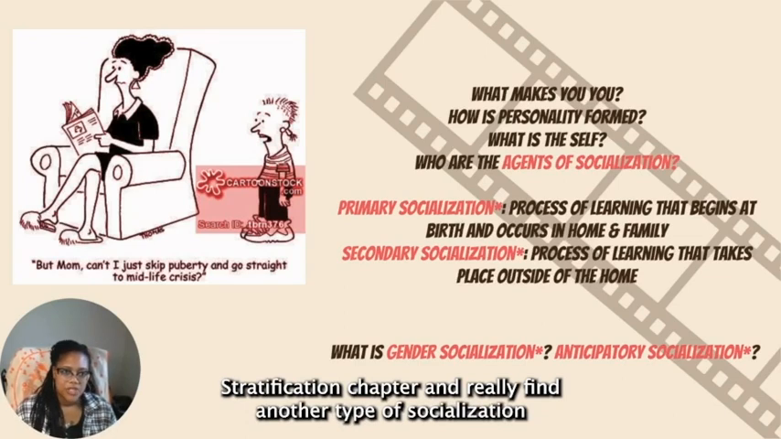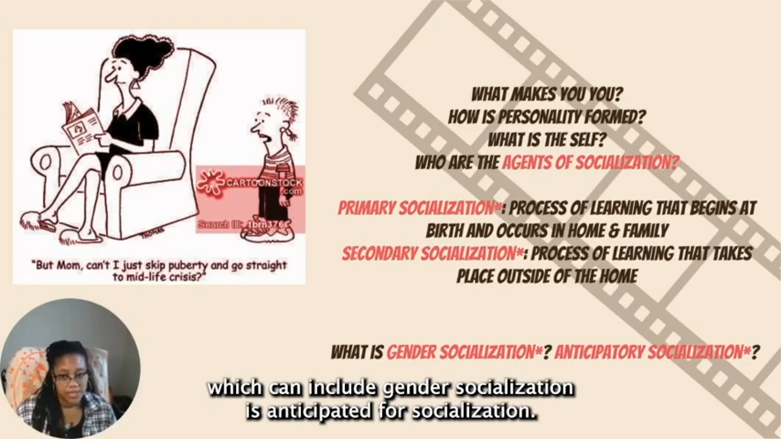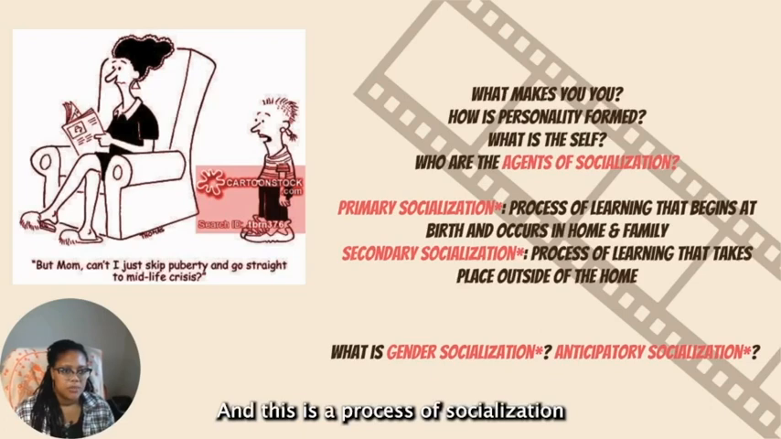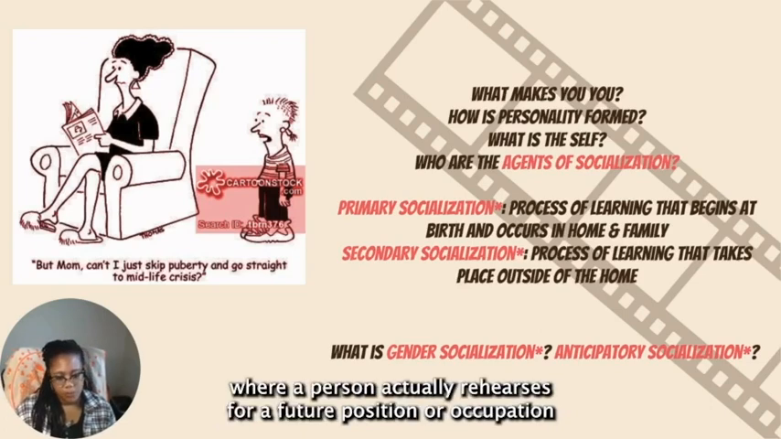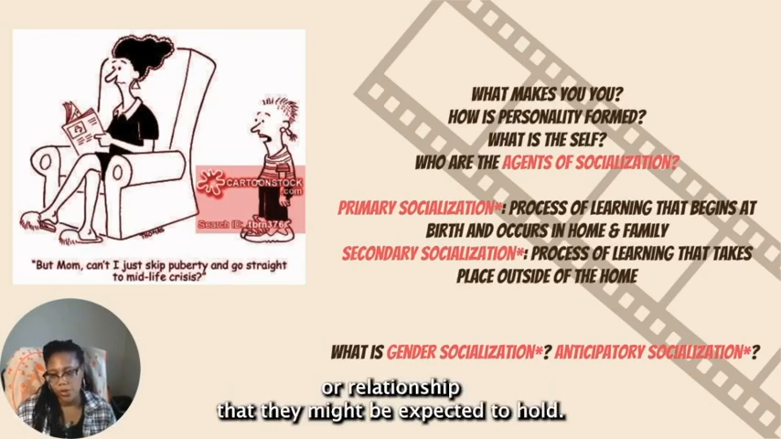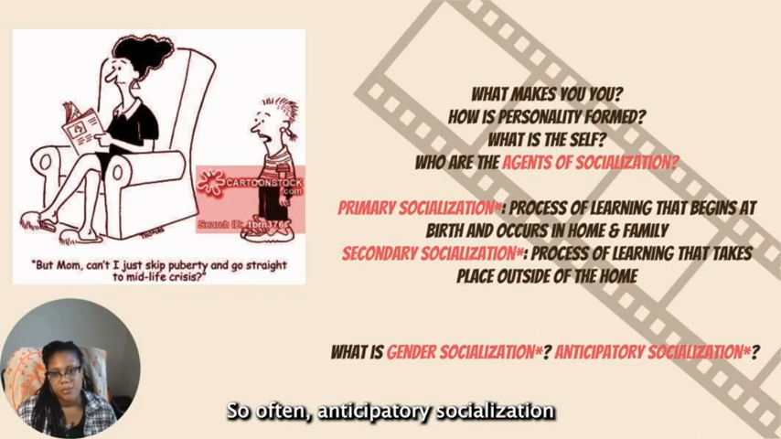Another type of socialization, which can include gender socialization, is anticipatory socialization. This is a process of socialization where a person actually rehearses for a future position or occupation or relationship that they might be expected to hold. So often anticipatory socialization, again, shows up as gender socialization.